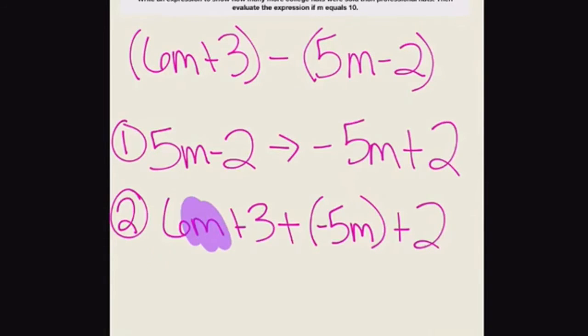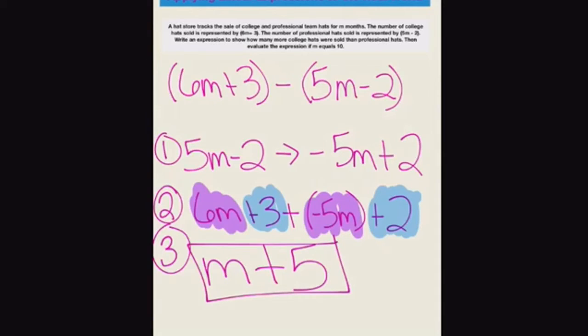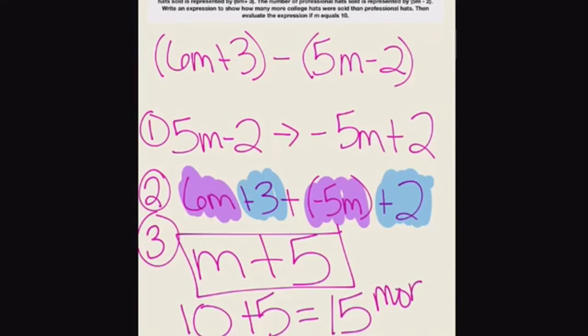Go ahead and color code like terms. So we've got 6M and negative 5M, and positive 3 and positive 2. Combine your like terms. 6M and negative 5M is M. 3 plus 2 is 5. So our simplified expression is M plus 5. Now the problem also asks you to evaluate if M equals 10. So if we plug in 10 for M, we can see that they sold 15 more hats.